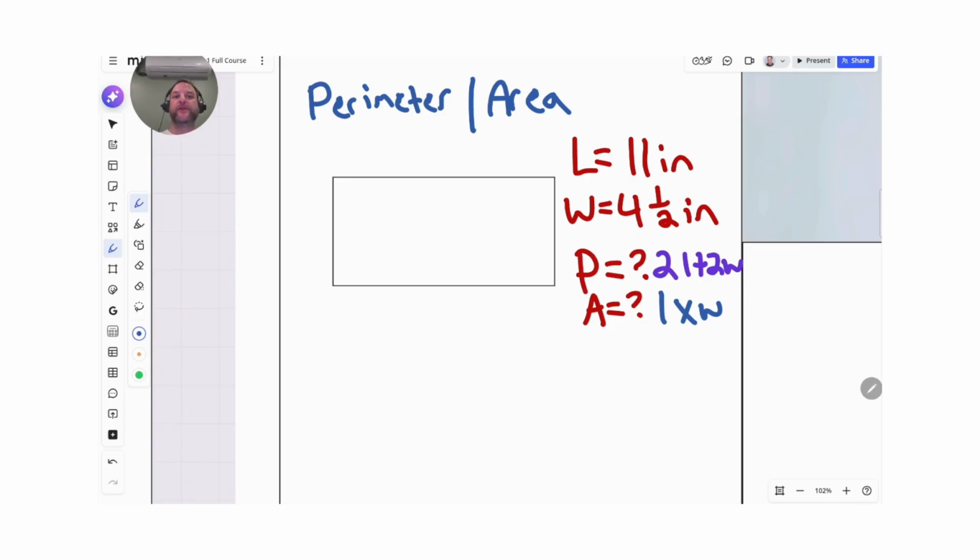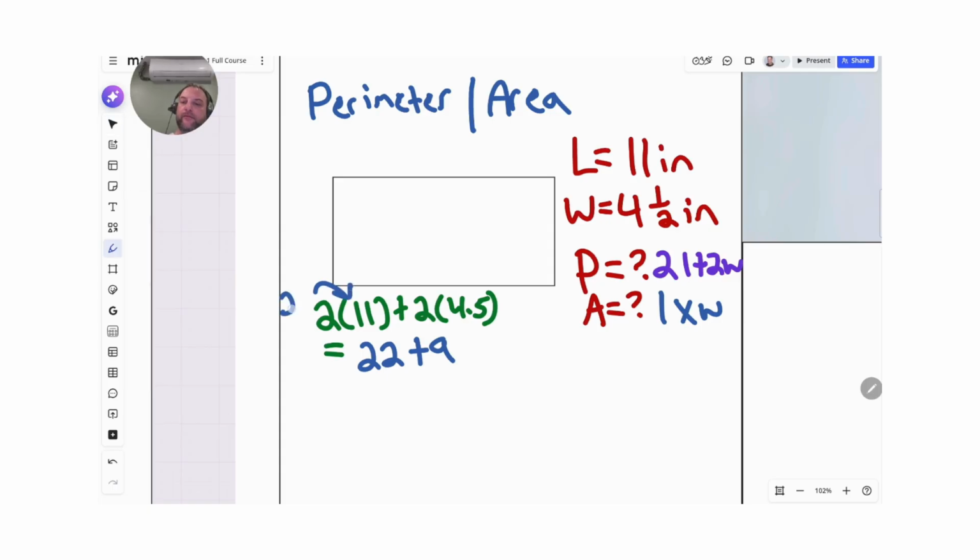So let's compute our perimeter. This will be 2 times 11 plus 2 times 4.5. Now this will bring us down to 22 plus 9. 22 plus 9 equals 31. Excellent. So we have our perimeter, 31 inches.